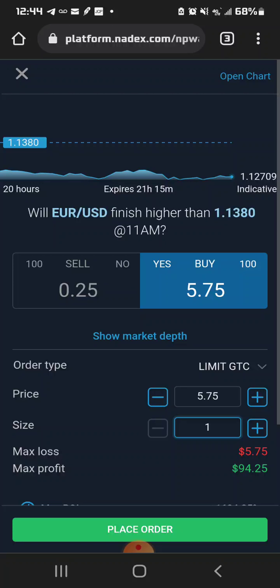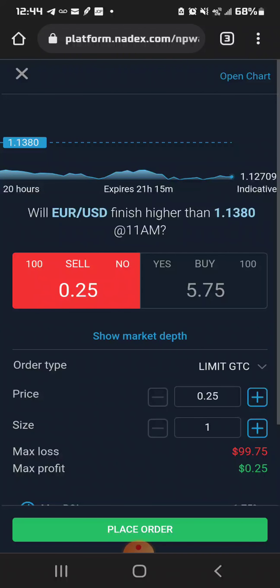But what if you believe it's going to be lower? Then instead of buy, I'm going to click sell. It tells you what your loss is right here. Max loss, $99.75. Your potential profit is 25 cents. That is extremely terrible risk to reward.